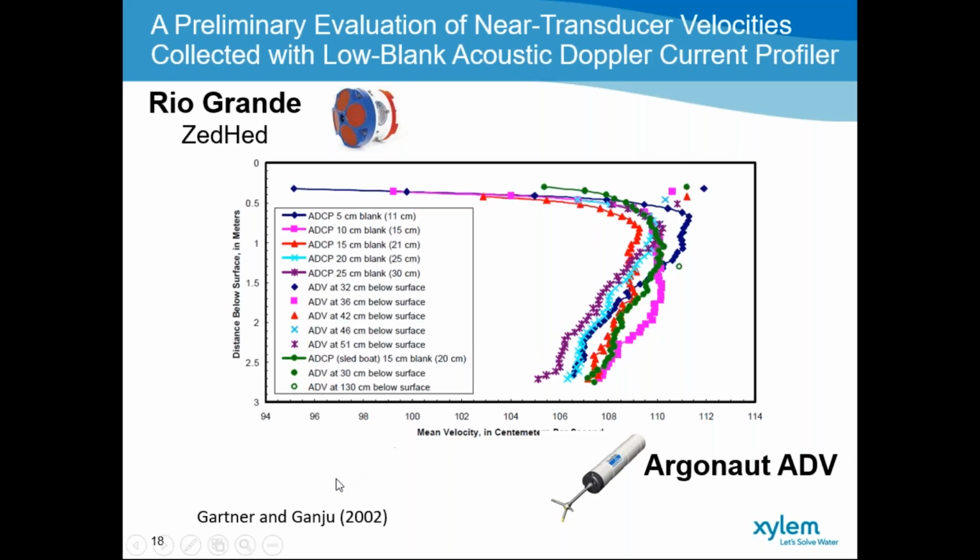Based on their research at that time, the recommended depth or blanking distance specifically for the Rio Grande should be around 25 centimeters for the 1200.